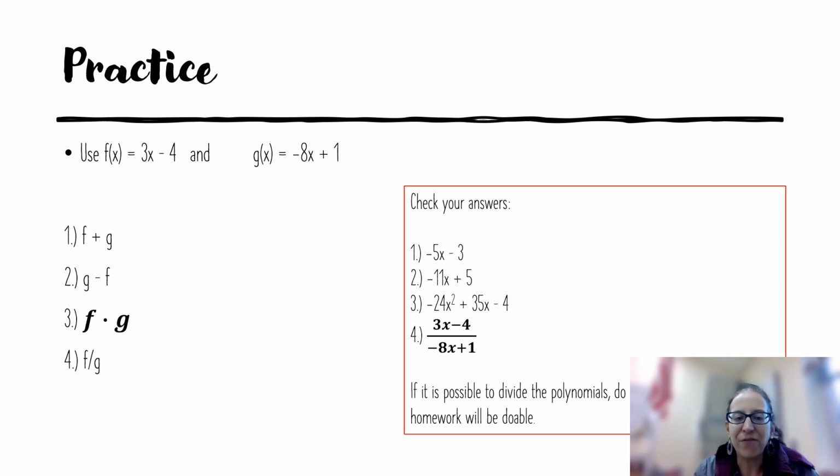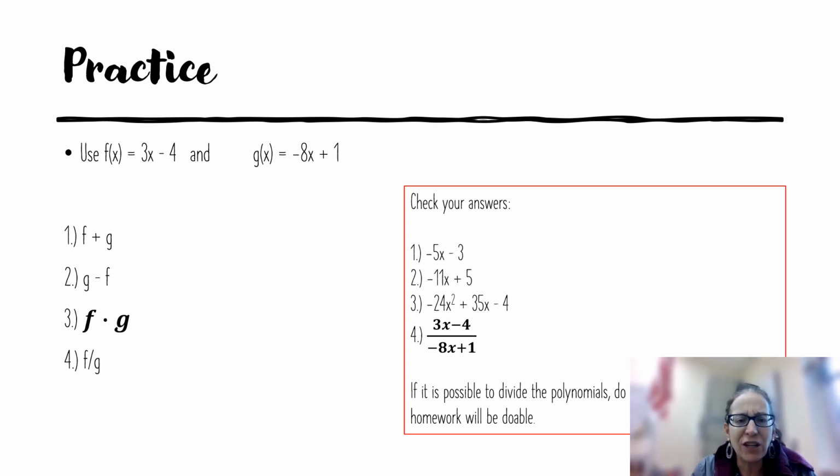G minus f, make sure that you are going in the correct direction. So that's going to be negative 8x minus 3x, which is going to give you negative 11x. And then 1 minus negative 4, which would be 1 plus 4 or 5. And so our answer to number 2 is negative 11x plus 5. That's a little bit hard to see there, but that is a plus.